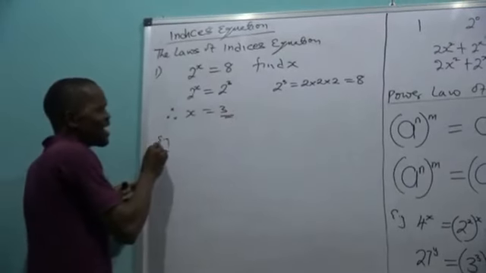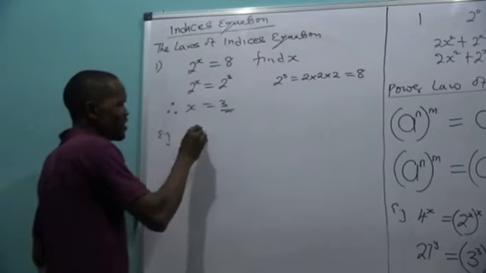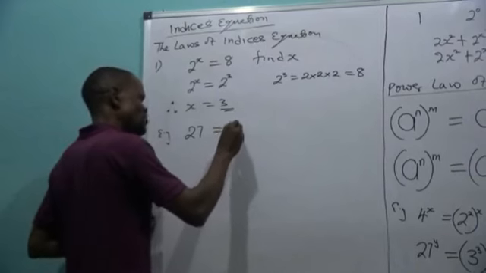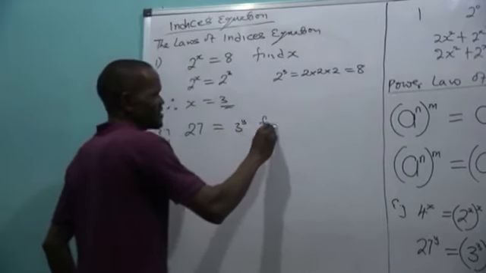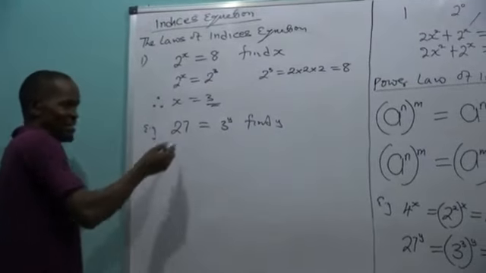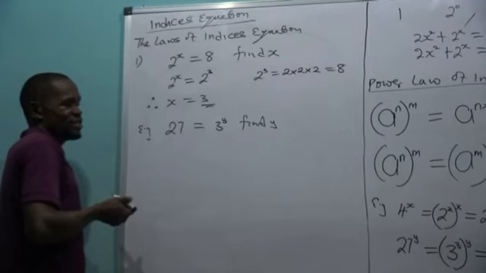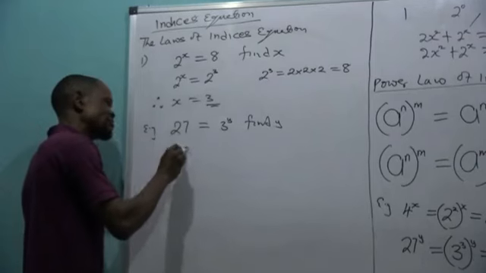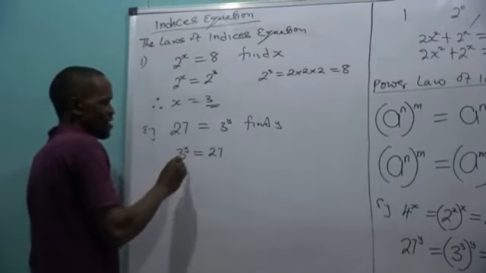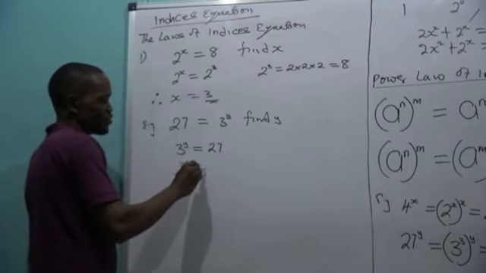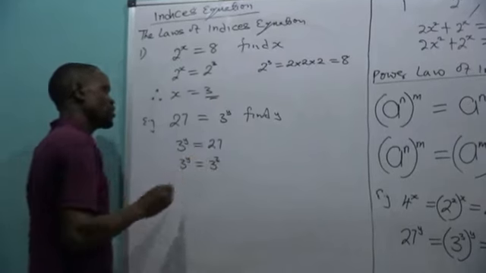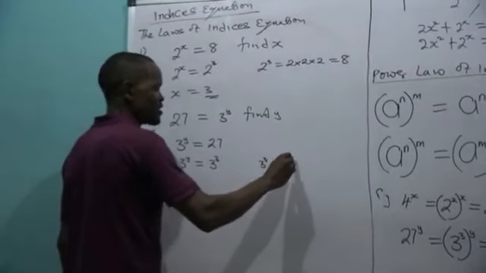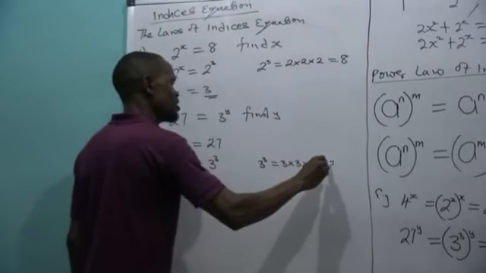Another example, I have 27 equals 3 raised to power y. They said, find y. Looking at this, this is an indices equation. Since it's an indices equation, this can be written as 3^y equals 27. And I have 3^y equals 3 raised to power 3 will give me 27. How? Like I said, 3 raised to power 3 is equal to 3 times 3 times 3, and that gives me 27.